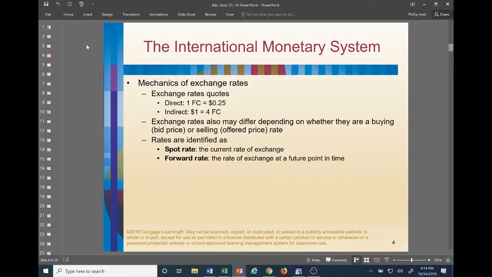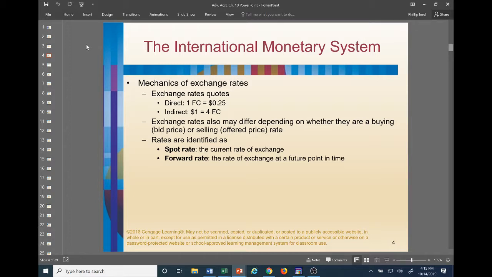So the mechanics of exchange rates. An exchange rate is a measure of how much one currency may be exchanged for another. These rates may be in the form of either direct or indirect quotes made by a foreign currency trader who is usually employed by a large commercial bank. So these large commercial banks are the ones making these quotes. A direct quote measures how much of the domestic currency must be exchanged to receive 1 unit of the foreign currency. And we will refer to the foreign currency as FC.